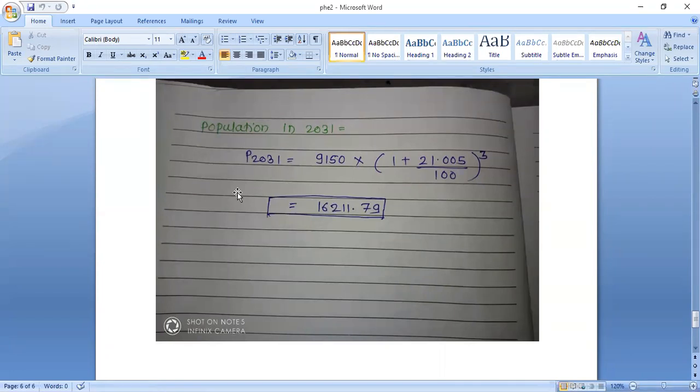And in the last lecture we had discussed the problem of the incremental increase method. Hope you all get these three methods and understand how to calculate or forecast the population of any city for the future demand of water.